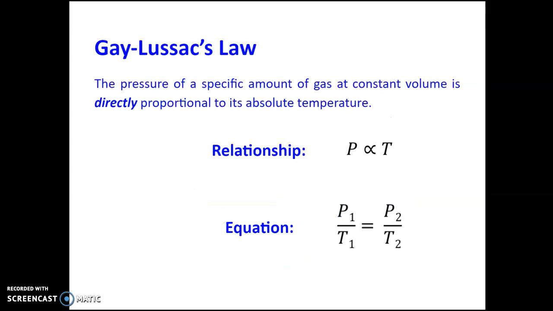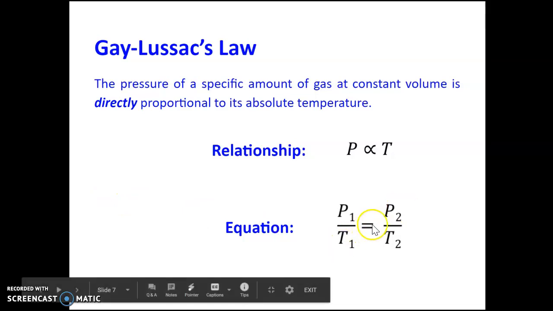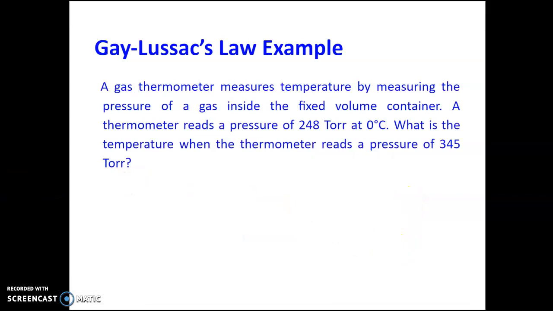Next relationship that's important is Gay-Lussac's law. The pressure of a specific amount of gas at a constant volume is directly proportional to its absolute temperature. So P1 over T1 equals P2 over T2. An example of this is if we are measuring the amount of gas inside a container of fixed volume. So the volume cannot change.